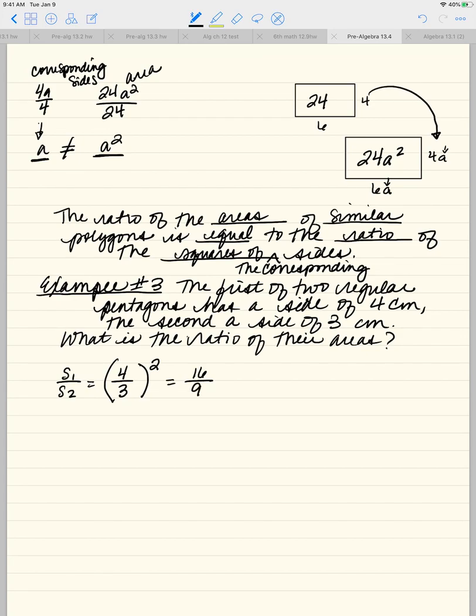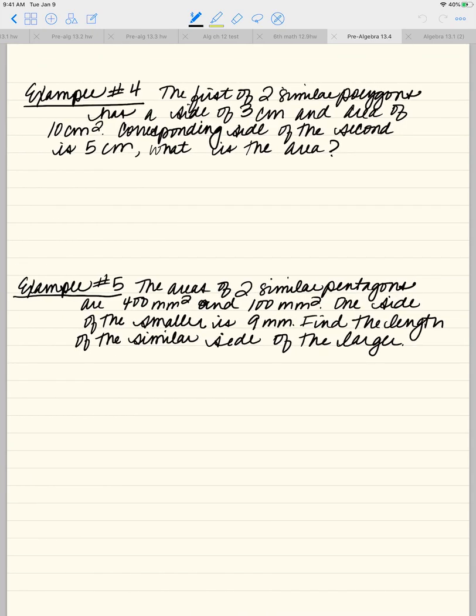So if the ratio of their corresponding sides is 4 to 3, then the ratio of their areas is 16 to 9. It's just their corresponding sides squared.